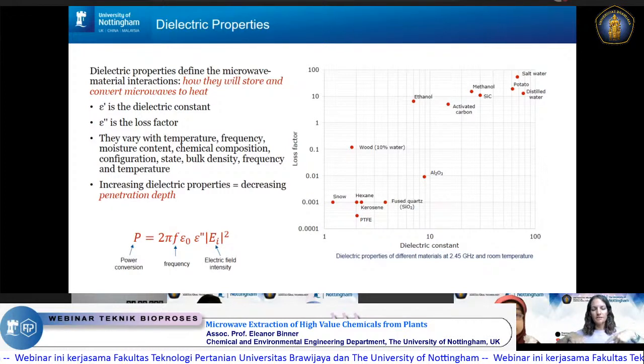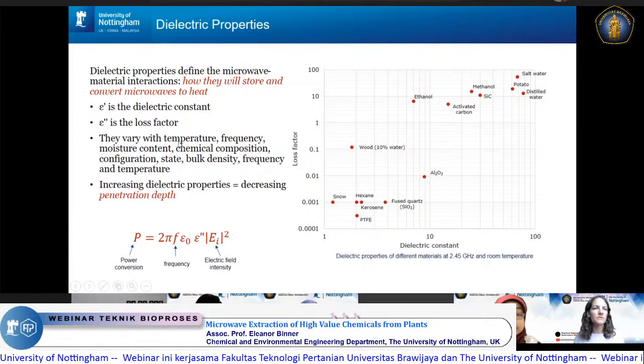So if you've ever tried to heat it up in the microwave without stirring it frequently, you just find the outside gets completely dried out and really hot and disgusting, and the inside stays cold. And this is why: the penetration depth of very high loss materials is very low, and something like mashed potato has very poor heat transfer properties, so the inside just stays cold.